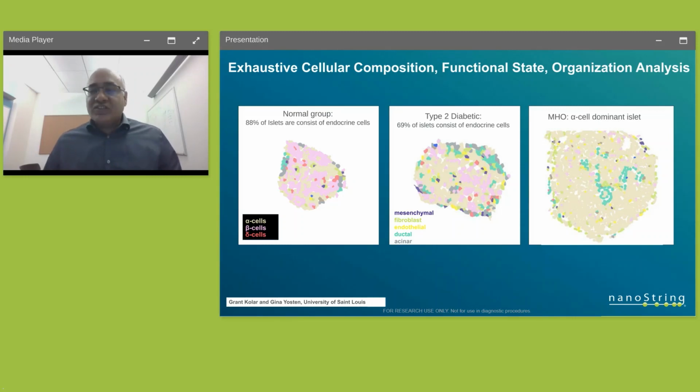The most drastic difference was observed with the metabolically healthy, obese human group. Here, islets are very large in size and predominantly consist of alpha cells.